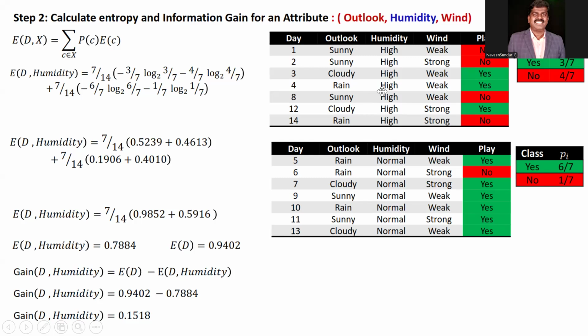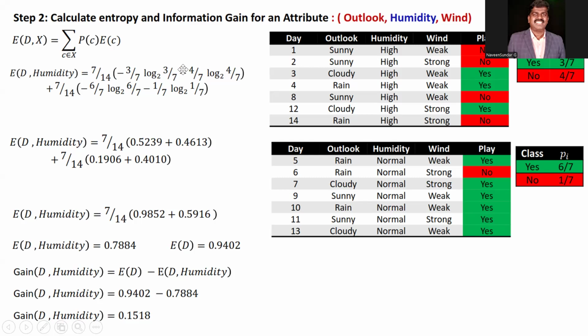Got my point? So in the 14 days, high occurs 7 times, and the remaining 7 times is normal. So that's why we are putting 7 by 14 and here 7 by 14. Got it? And then what we have to do is find, in this particular high, how many times yes occurs. So 3 times yes occurs.